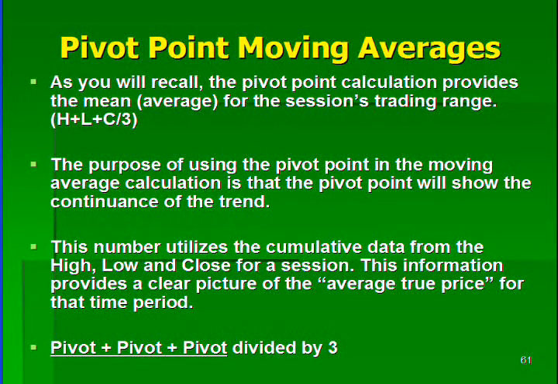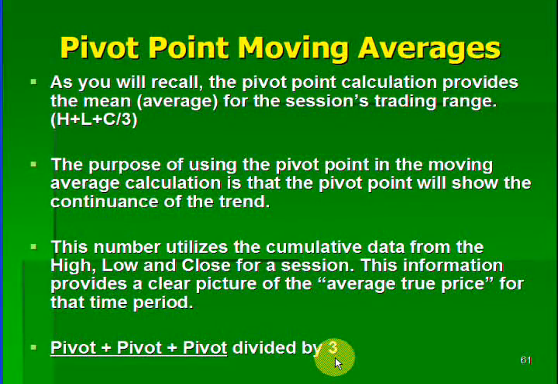The close is obviously important. That's just an assigned price level. But if you combine the low and the high and the close, that gives you a truer indication of the true value of the market for that given time session. So the pivot point number will utilize the cumulative data from the high, the low, the close for a given session. That information provides what I call a clearer picture of the average true price for that time period. So once again, the pivot point, add another pivot point, add another pivot point, and divide by 3.